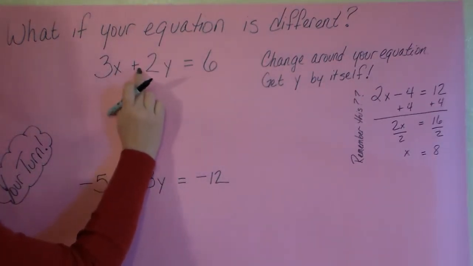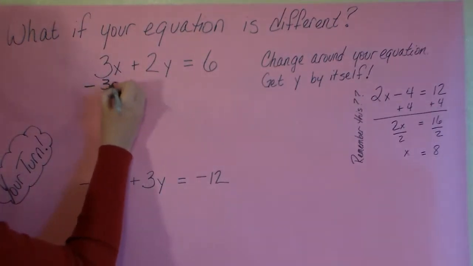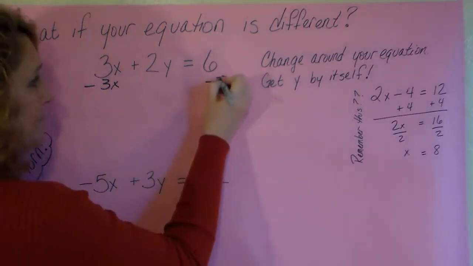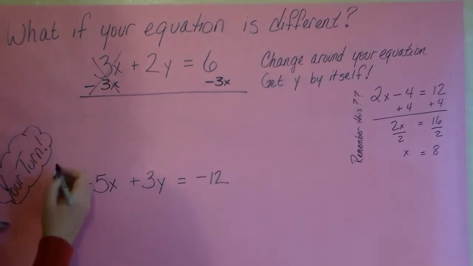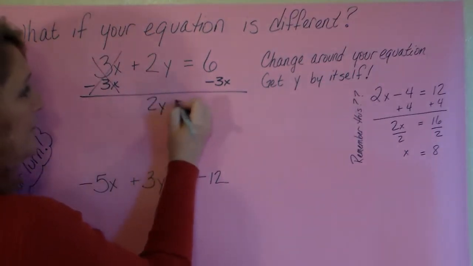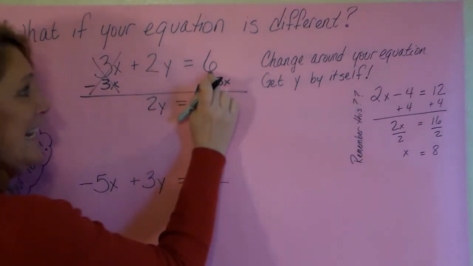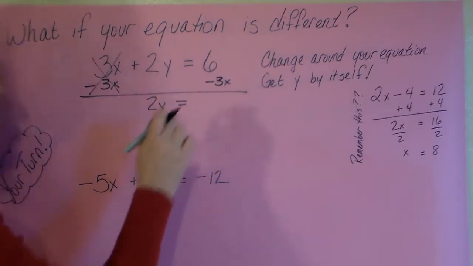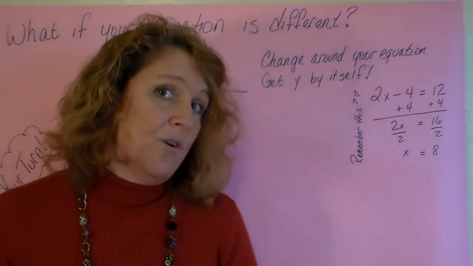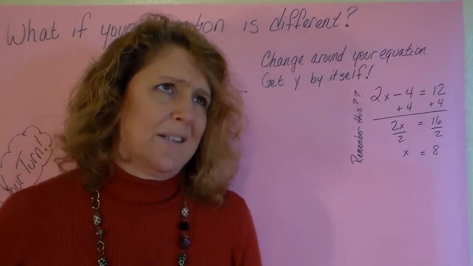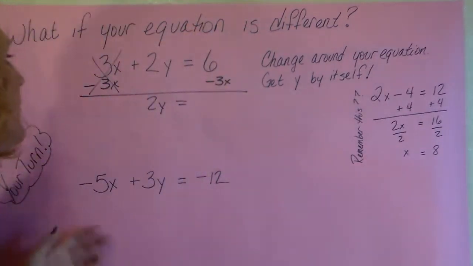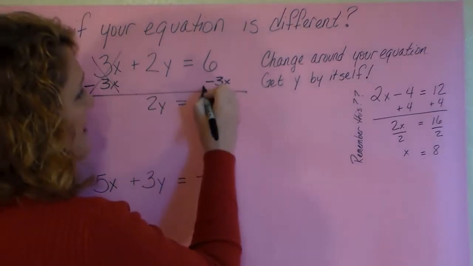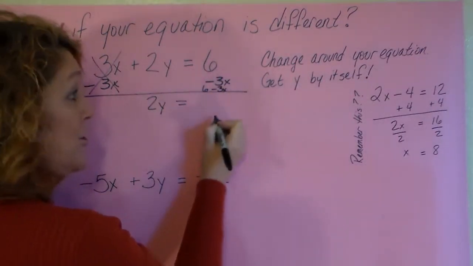I have a 3x added to my 2y, so I'm going to subtract 3x from both sides. So now this goes away. And I have 2y equals, and I can't add or subtract these two together. It's like apples and oranges. I can't say 6 minus 3x is 3x. So this should be 6 minus 3x, and I just leave it like that.